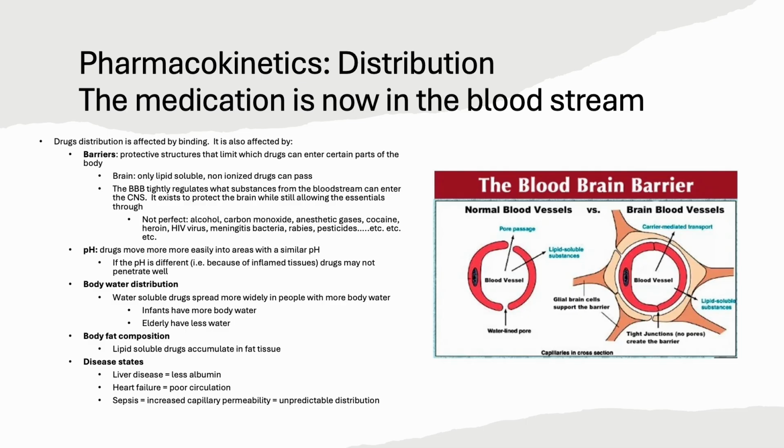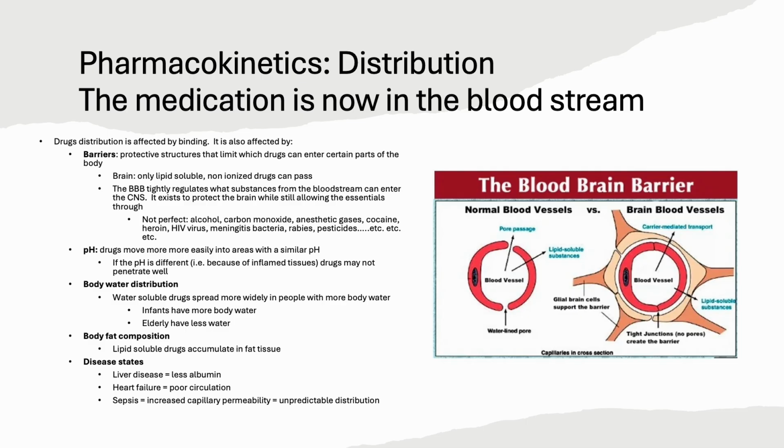The blood-brain barrier is not perfect. Things can get through the blood-brain barrier: alcohol, for example, carbon monoxide. We're going to learn about the anesthetic gases and how we want them to get through the blood-brain barrier so we can get a deep sedation effect. Bacteria and viruses can get through the blood-brain barrier, so it's definitely not perfect.